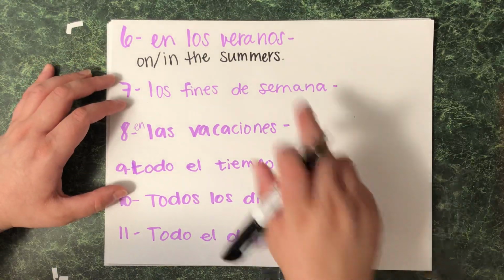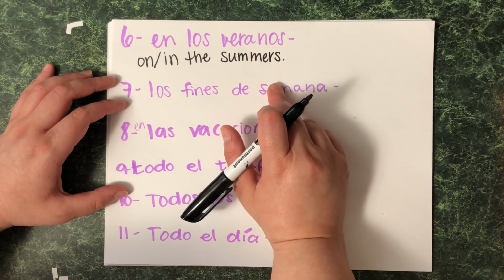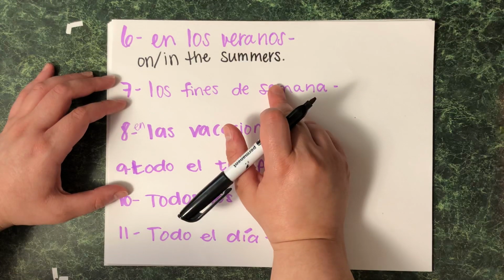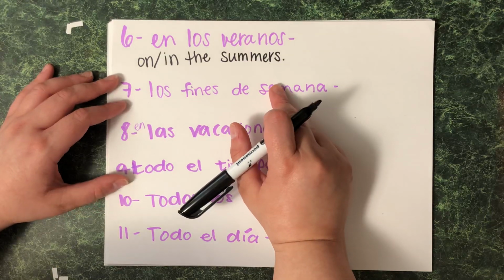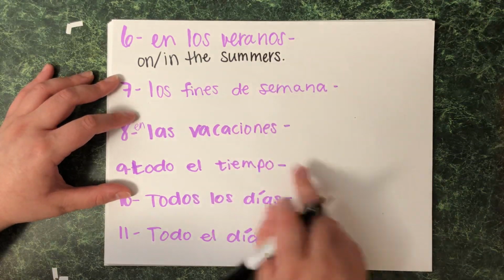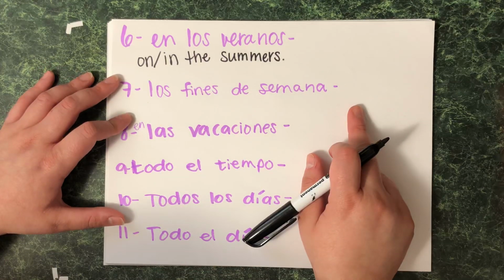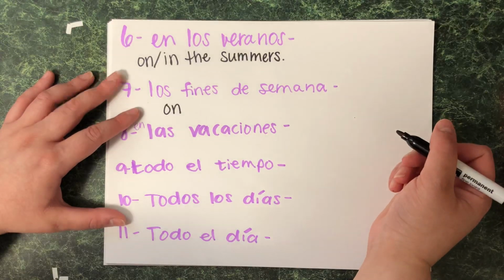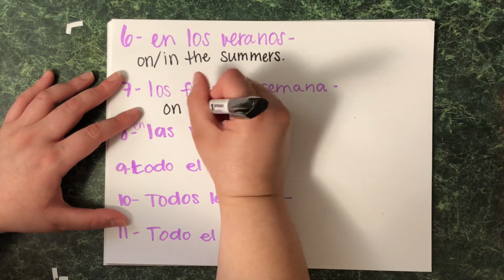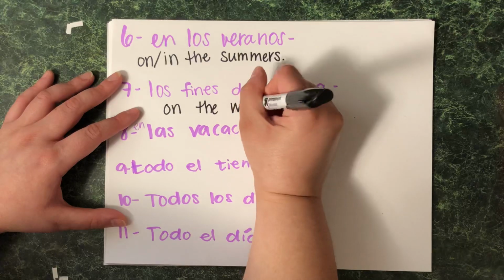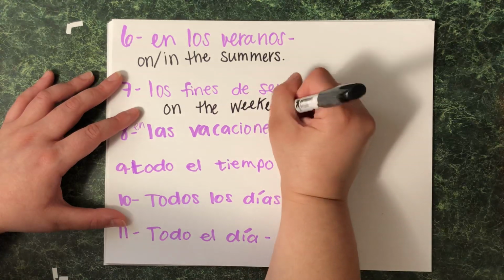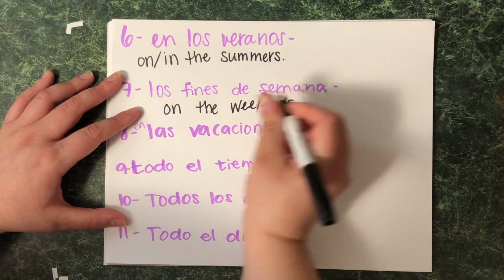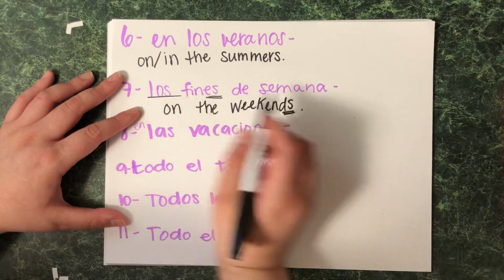And we're going to use more than one summer because, like I said, you're going to talk about things that you used to do. So in more than one summer, in all of them, etc. En los fines de semana, or los fines de semana, on the weekends. This is going to be plural because you have plural right there.